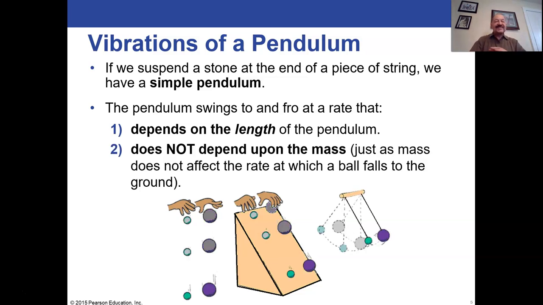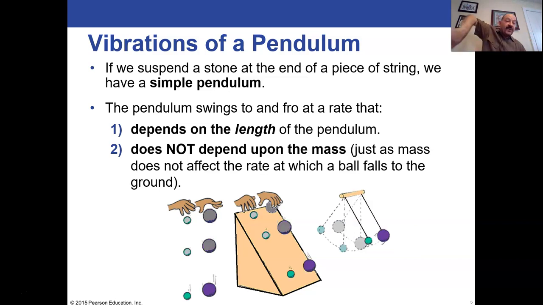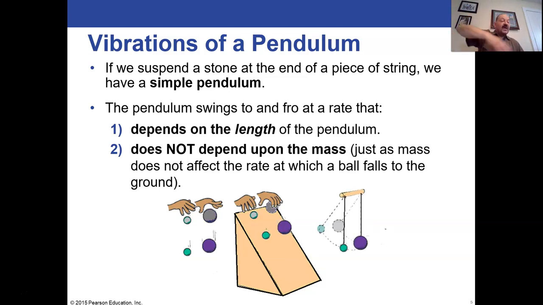However, it has nothing to do with the mass that's on the end of that string. That string could have whatever mass, as long as the string is taut, or it's a stick that's swinging. It only is dependent on the length of the stick and not the mass of the end, the ball or the stick or whatever it is that's swinging. It's independent of the mass.